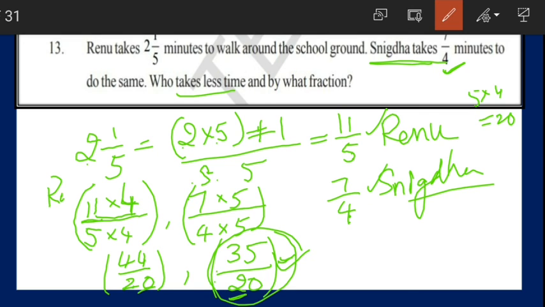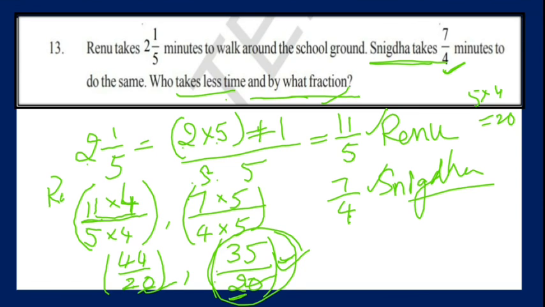They are also asking by what fraction, who takes less time. That means just subtract these two, then you will get by what fraction they are less. Now this is the fourth session. Dear students, please try to solve the exercise problems.